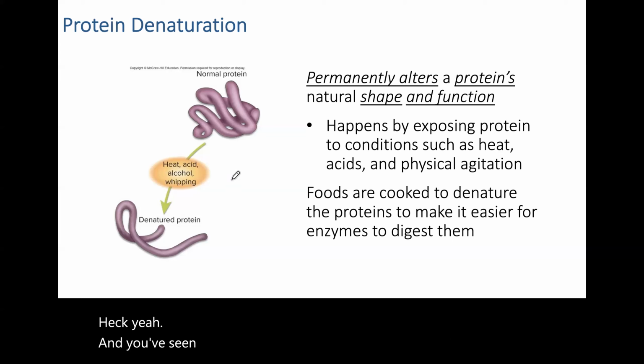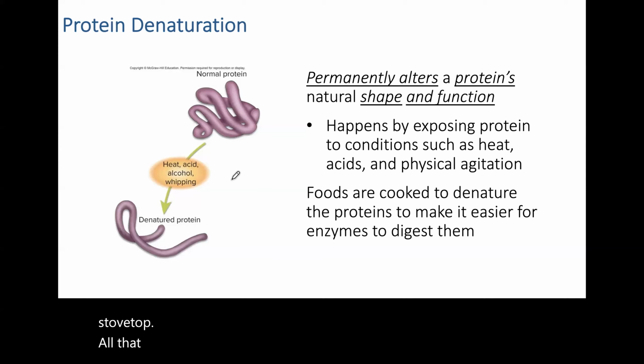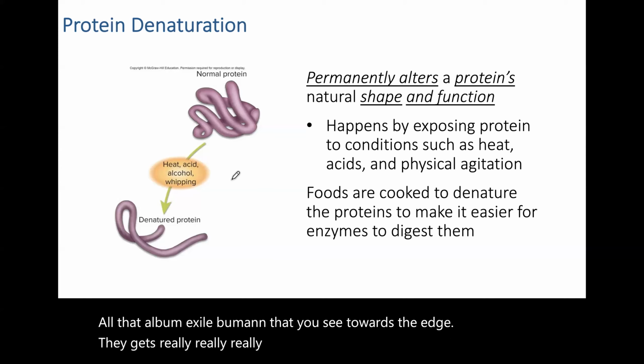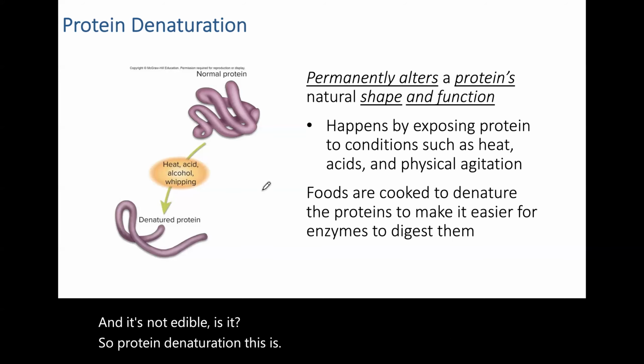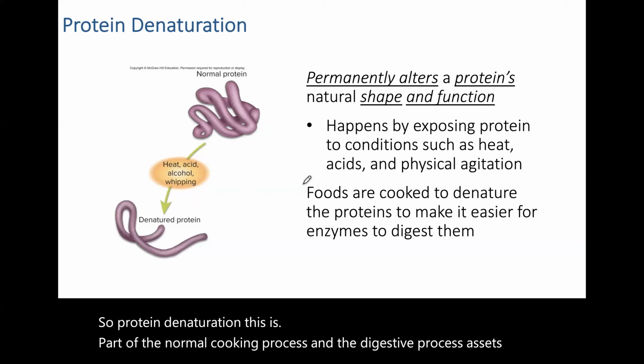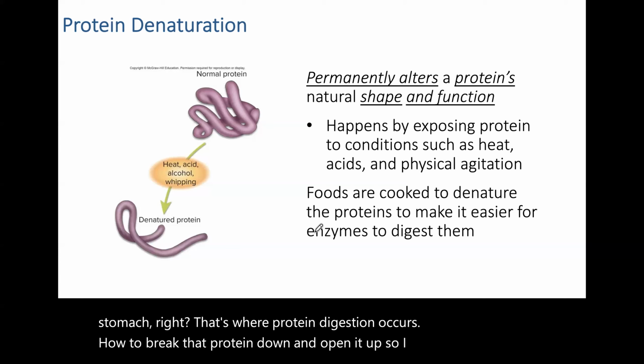And you've seen this. You've ever cooked eggs on a skillet before, on the stovetop? All that egg albumin that you see towards the edge, that gets really, really hot, gets broken down. And it's not edible, is it? So protein denaturation is part of the normal cooking process, and it's the digestive process, acids of the stomach, right? That's where protein digestion occurs. It'll break that protein down and open it up so I can have my enzymatic activity mean something.